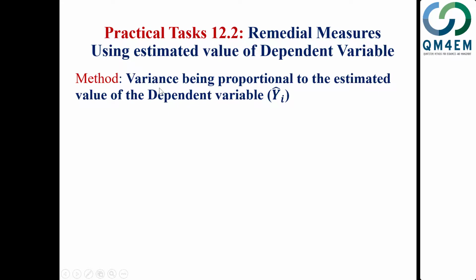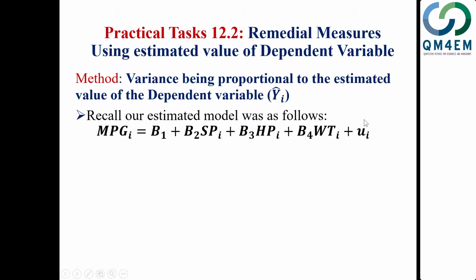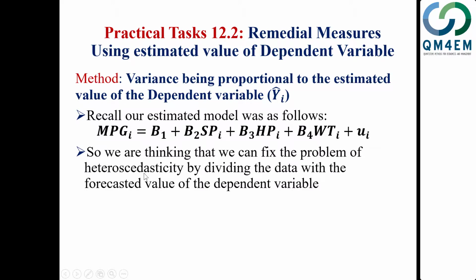The task is that I'm going to apply the variance being proportional to the estimated value of the dependent variable. That's the method I want to apply. So for that, first I have to estimate the model, mileage per gallon regressed on SP, HP, WT, the top speed, the horsepower, and the weight of the vehicle, the 3 explanatory variables. I estimate this model, and then I think that we can fix this problem of heteroscedasticity by dividing the data with the forecasted value of the dependent variable.